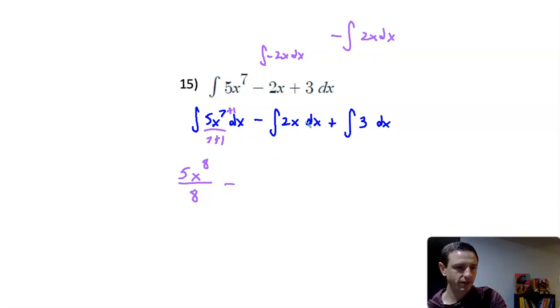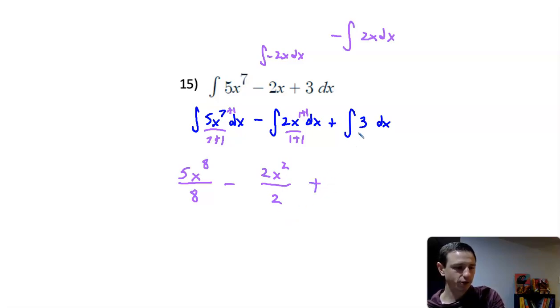So I'm going to have minus, and then this is going to be 2x to the first, so 1 plus 1 over 1 plus 1. And I'm not going to simplify anything until the end, because I just want to write everything out. So minus 2x to the second, 1 plus 1 is 2. And I know, I see it.